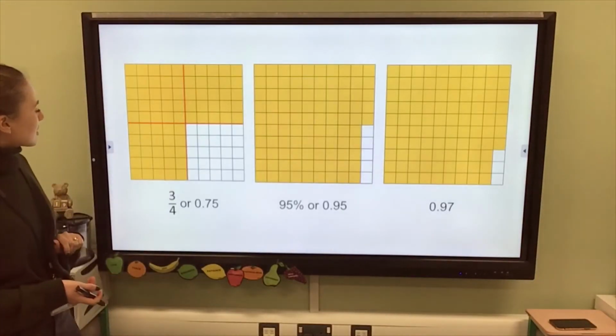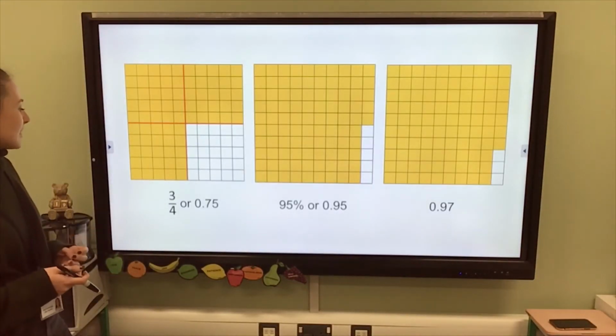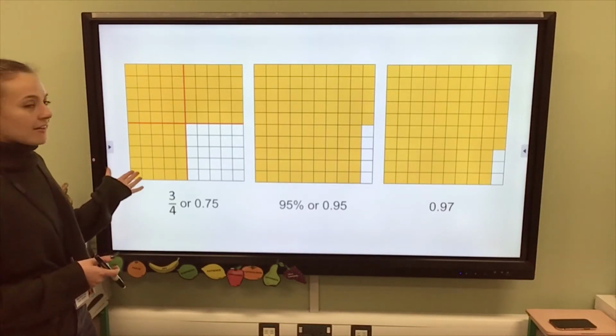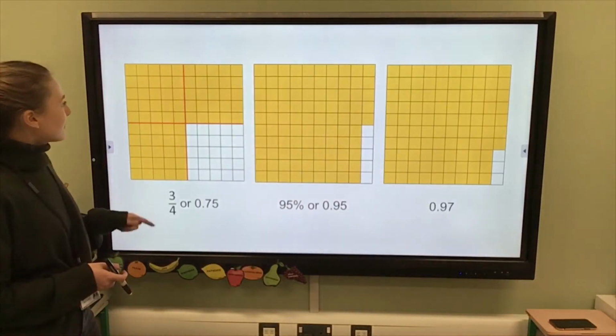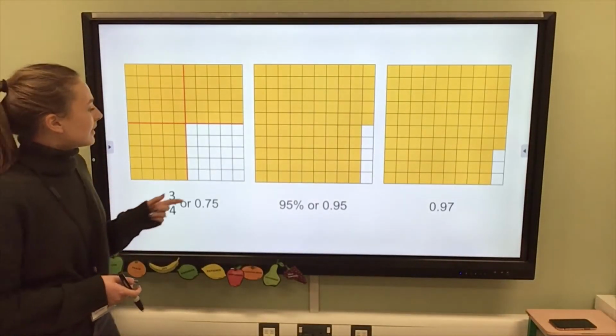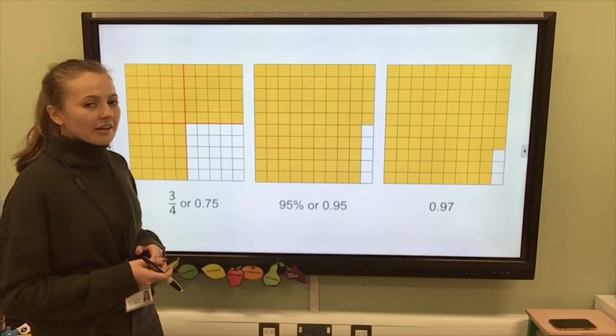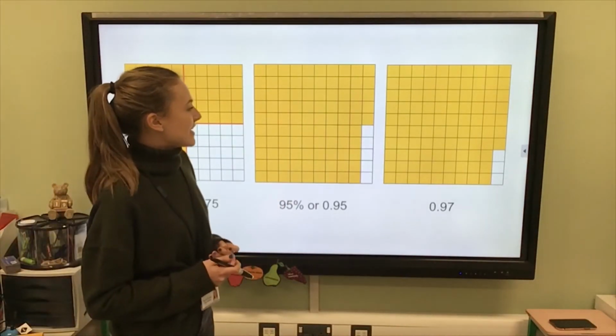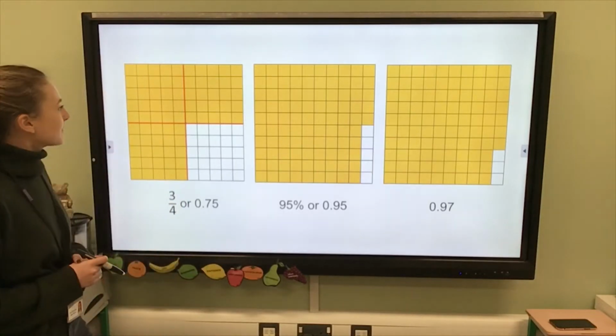This can also be visualised in our 100 grids here. So I've got 0.75 or 75% of my grid shaded here. So that's 75 squares out of my 100. In the middle one here I've got 95 of my 100 squares shaded, and in the end there I've got 97 out of the 100 squares shaded.